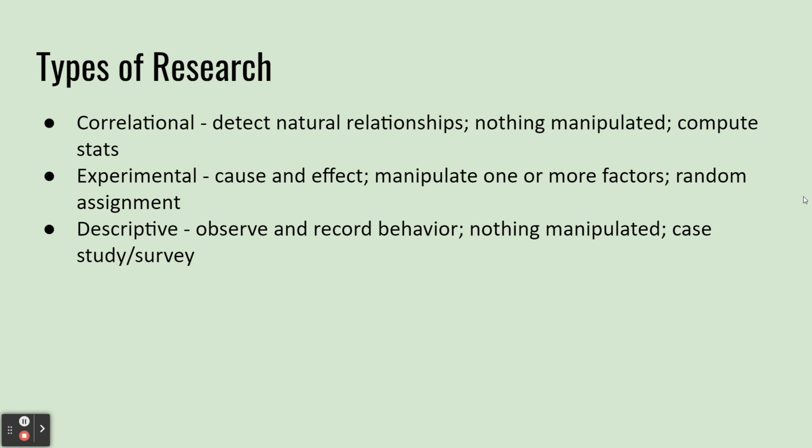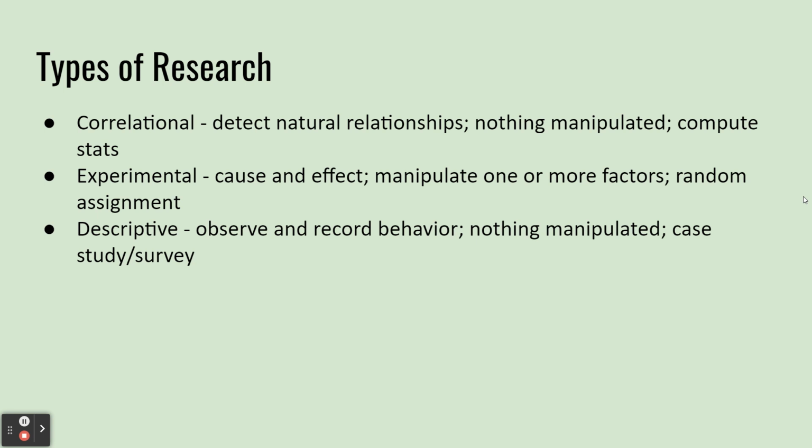And the last part we're going to talk about today are types of research. So I have correlational research, experimental, and descriptive. So correlational research, this is when you detect natural relationships. Nothing's manipulated. All you're doing is computing the stats and seeing if there's a relationship between these two factors.